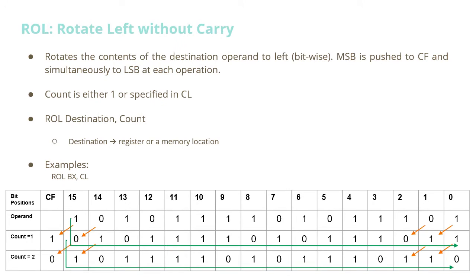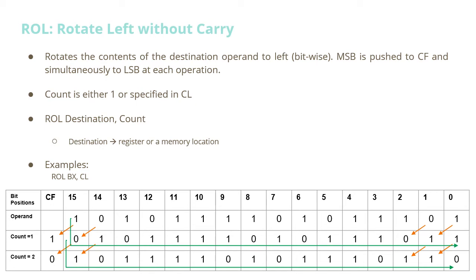Next is the ROL instruction, which is the rotate left without carry instruction. This instruction rotates the contents of the destination operand to the left in a bitwise manner. The most significant bit will be pushed to the carry flag, and it is also getting simultaneously transferred to the least significant bit at each operation. The count is either 1 or it can be specified in the CL register. The format of this instruction is ROL destination comma count, where the destination can be a register or a memory location. An example of this instruction is given here.